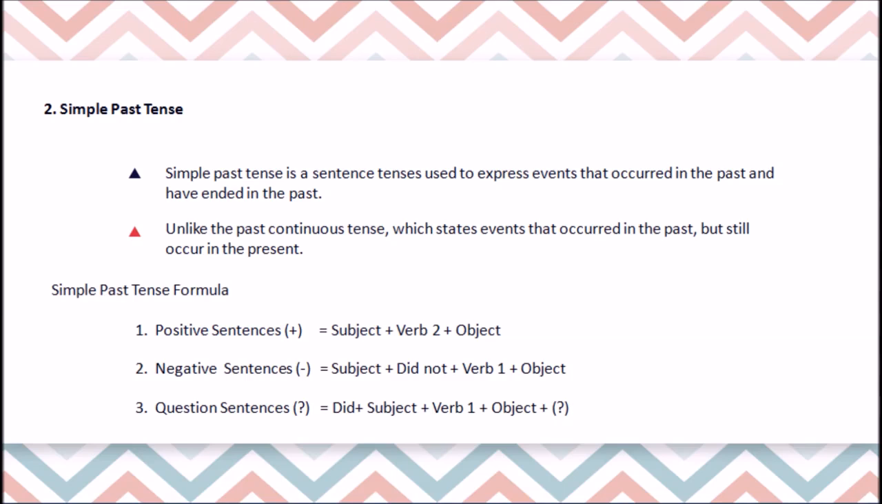Next, simple past tense. Simple past tense is a tense used to express events that occurred and ended in the past, unlike the past continuous tense, which states events that occur in the past but still occur in the present. Simple past tense formula: positive sentence, subject plus verb 2 plus object. Negative sentence, subject plus did not plus verb 1 plus object. Question sentence, did plus subject plus verb 1 plus object.